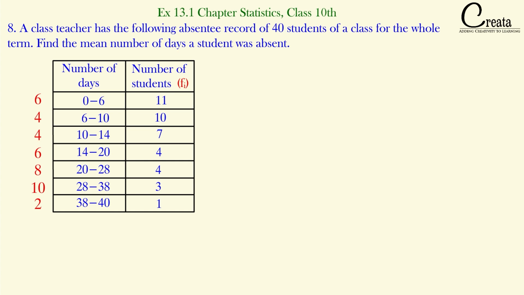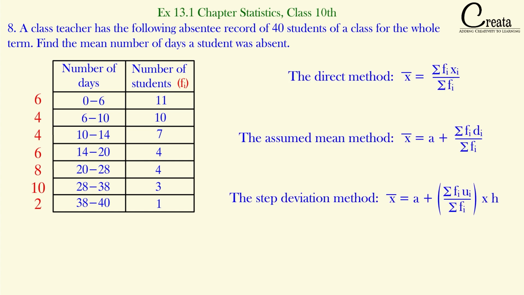What will this impact be on our formula or the calculation? We have three different methods to calculate the mean: the direct method, the assumed mean method, and the step deviation method. This difference in the range will not impact the direct method and the assumed mean method, but it will impact our step deviation method. Why? If you observe the formula of the step deviation method, we have h, which is the class size. And what is the class size? Class size is the difference in the range. The upper range minus the lower range will give us the class size.